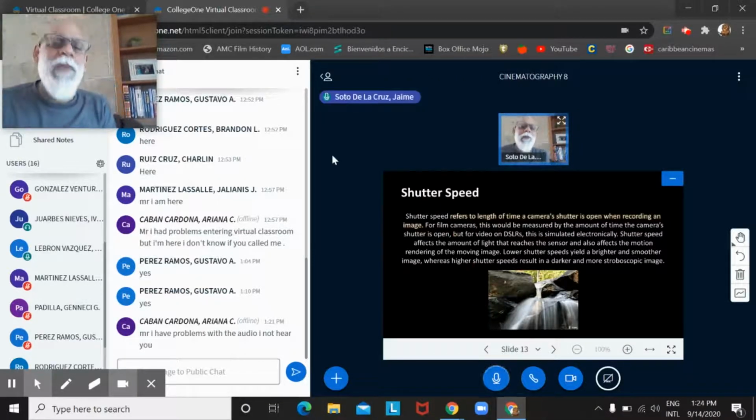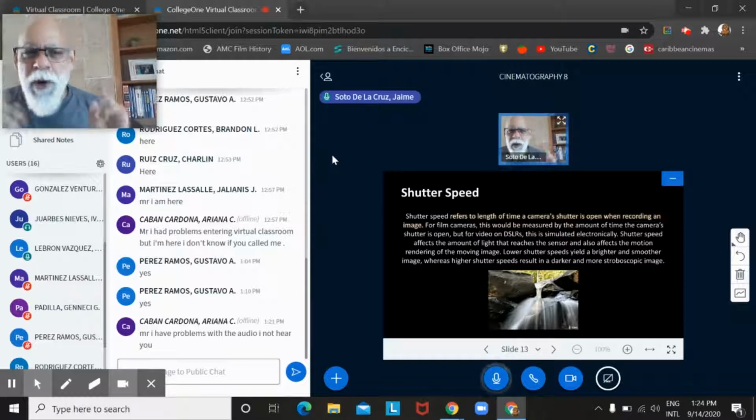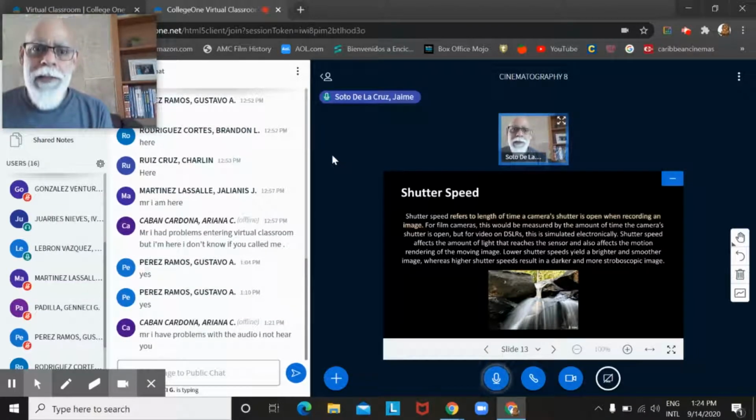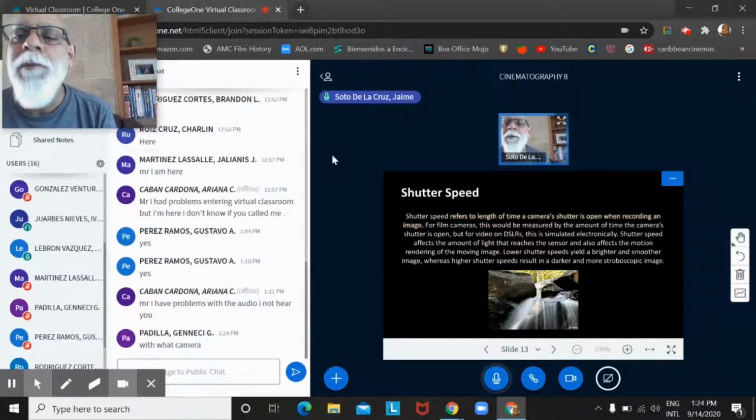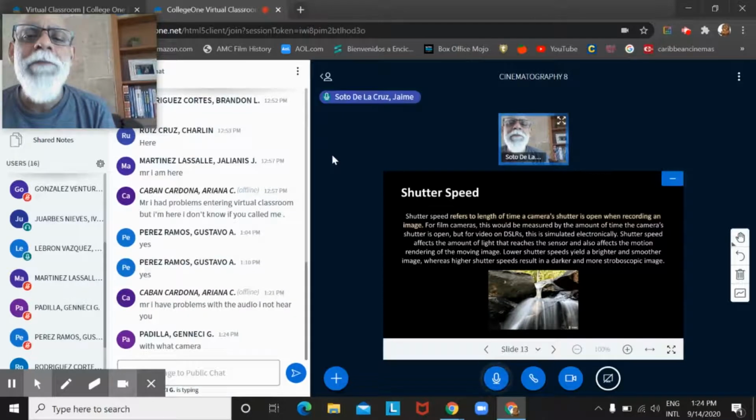Okay, let's talk about something else. I said that in order to master exposure, you need to deal with three elements. We spoke about exposure, but that's not the only thing. There's something called shutter speed, and shutter speed refers to the length of time that a camera shutter is open when recording an image.